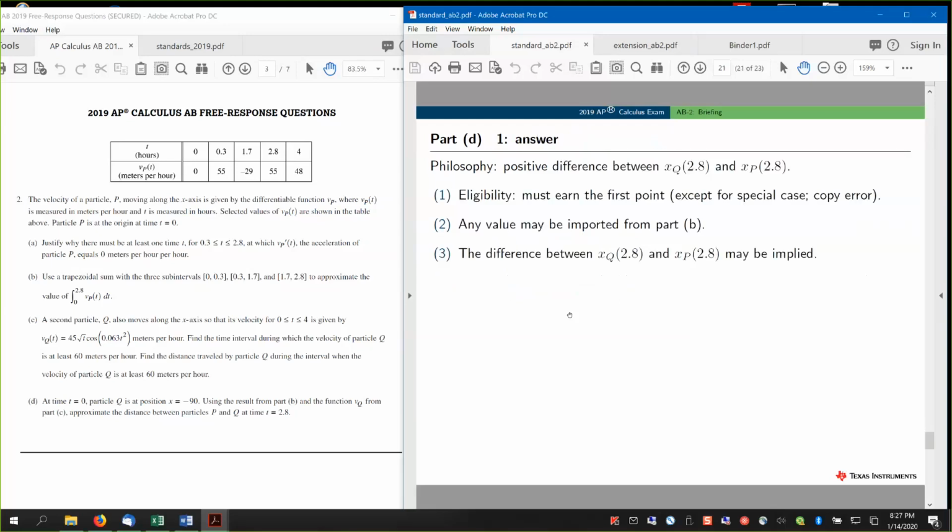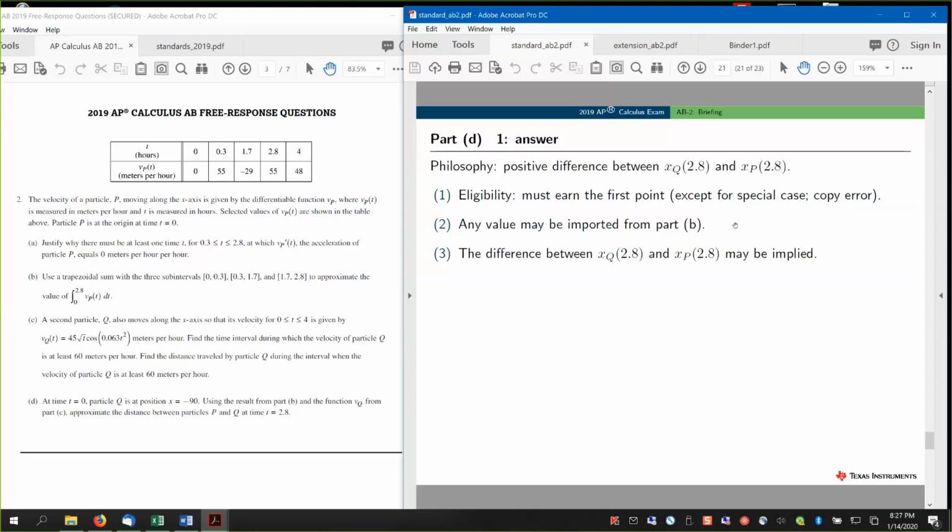And finally, the third point in Part D was for the answer, a positive difference between the positions of particles Q and P. And there was also an eligibility criteria here in this part. The student must earn the first point in Part D. Now, there was a special case here, but I'm not going to take the time to go into that. Any value may be imported from Part B.